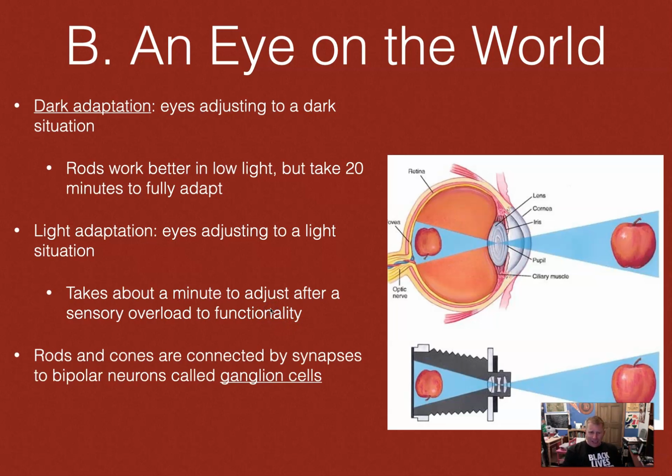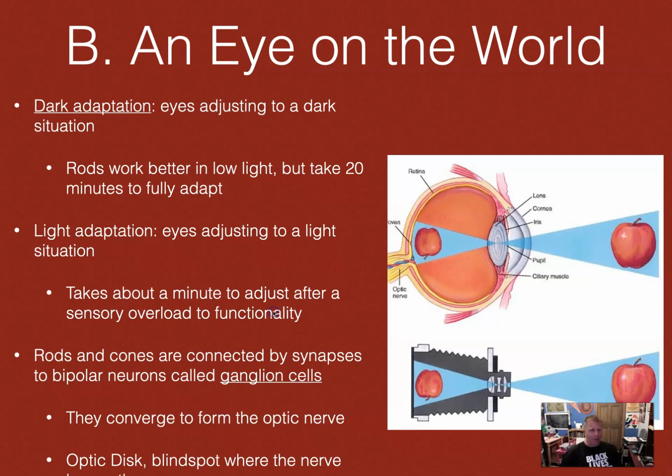Rods and cones are connected by synapses and the bipolar neurons called the ganglion cells. That's very technical, sciencey stuff. They converge to form the optic nerve. The optic disc is a blind spot where the nerve leaves the eye. Maybe if you roll up a piece of paper and put it up to an eye and do this thing with your hand, you can see the circle in your hand, that's showing you that optic disc.